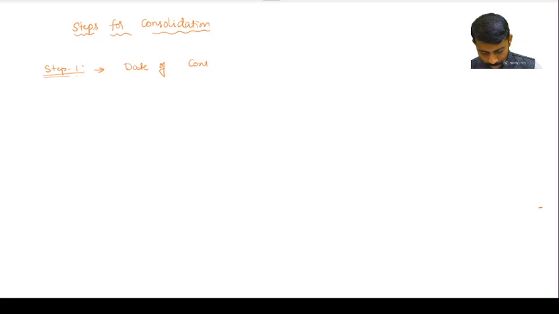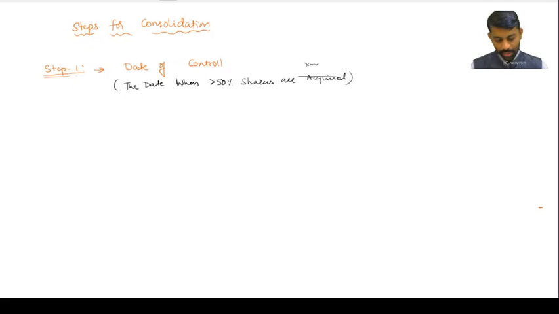Date of control. Step 1. Just the date alone you have to mention. Clear? Date of control means the date on which you acquired, the date when more than 50% of shares are acquired. That is what we call the date of control.